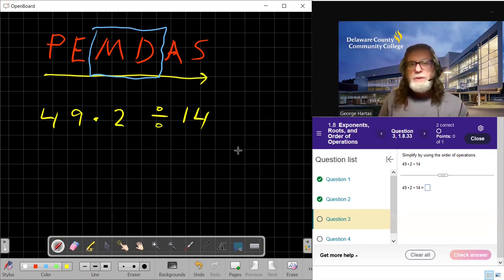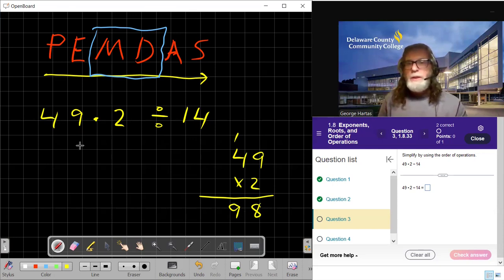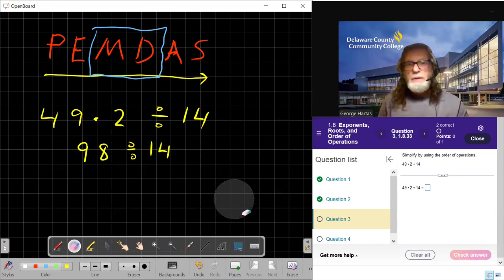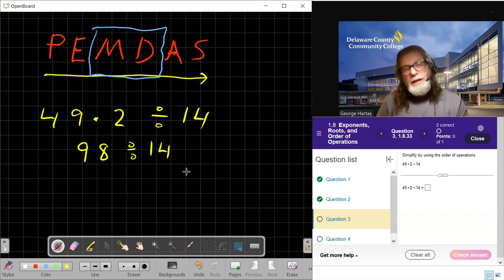All right, so let's multiply this thing. 49 times 2 is 98. Bring down your divided by 14. Okay, now let's erase that. So now we have to divide 14 into 98. That's not an easy one. The best way to handle this is to simply guess. Really, just guess, right?